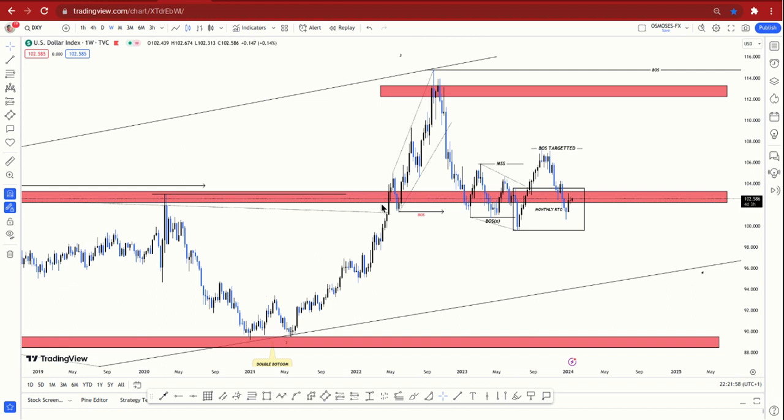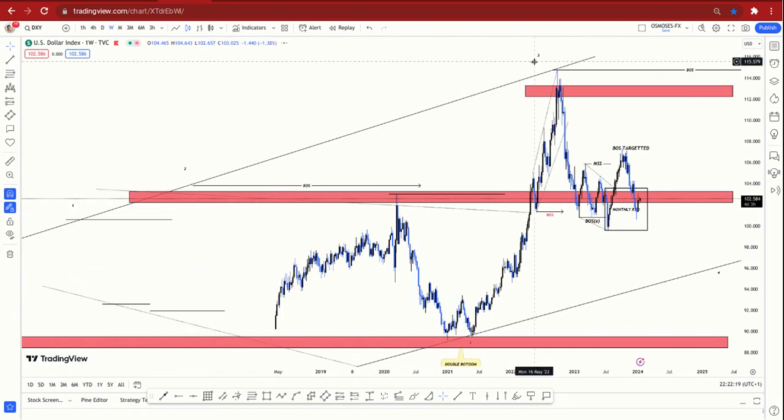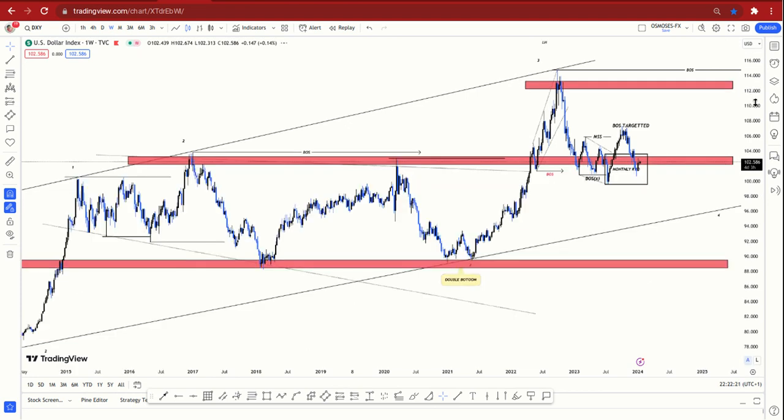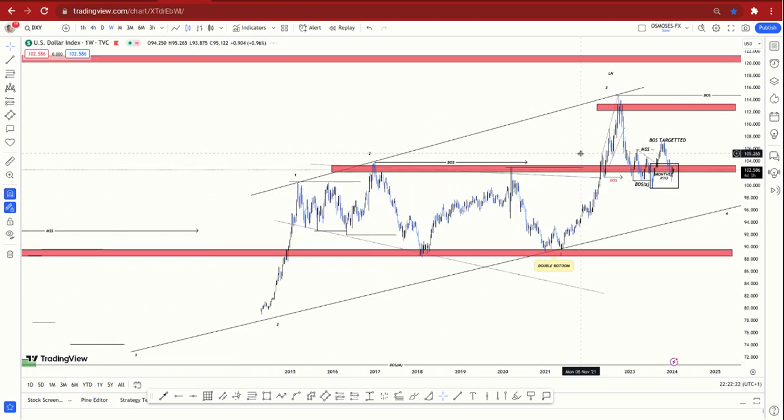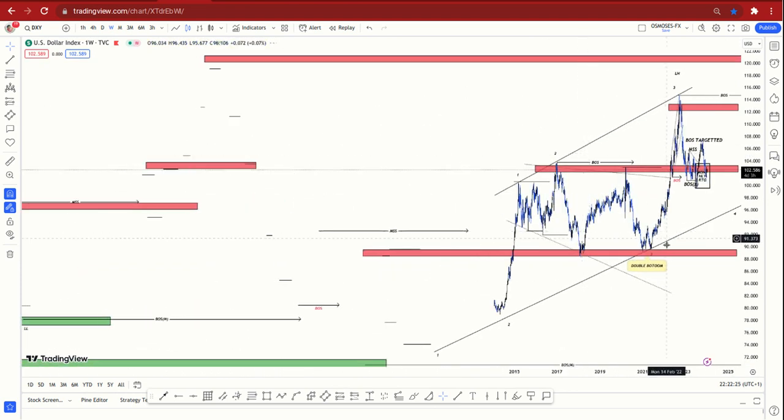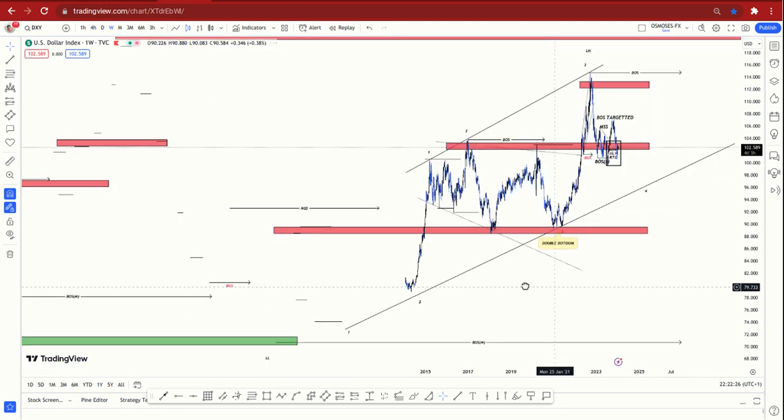Alright, let's go through the XY for week 3. Let's see our expectation for this week. Okay, so the XY in the weekly chart, this is what it looks like on the weekly chart.